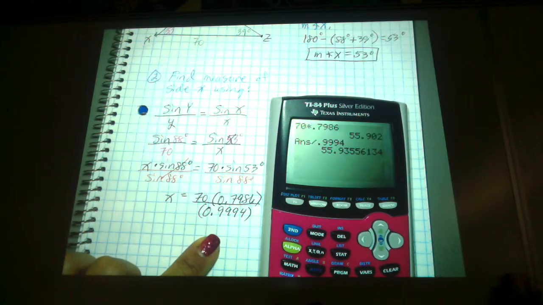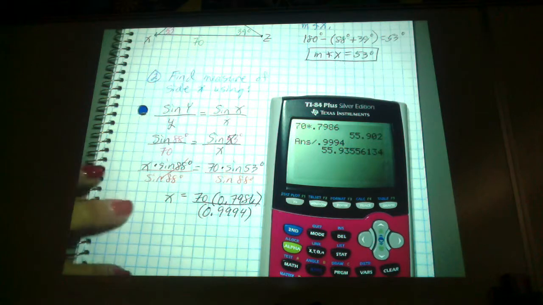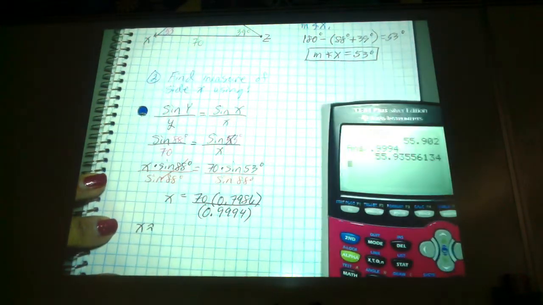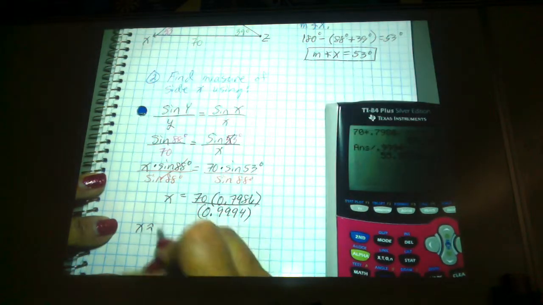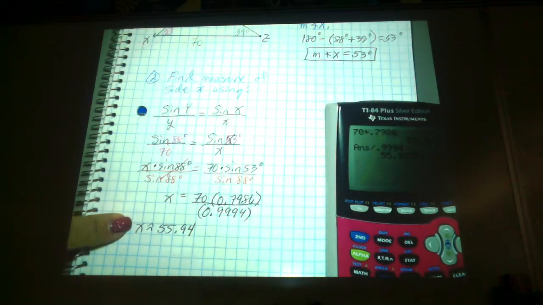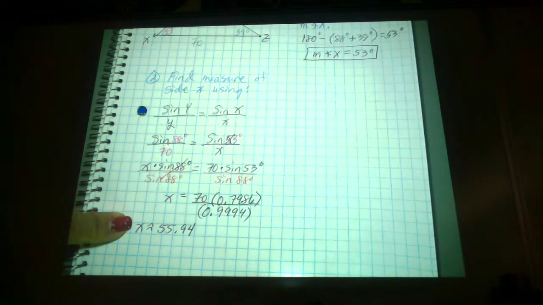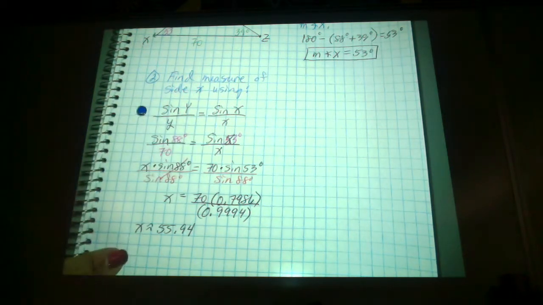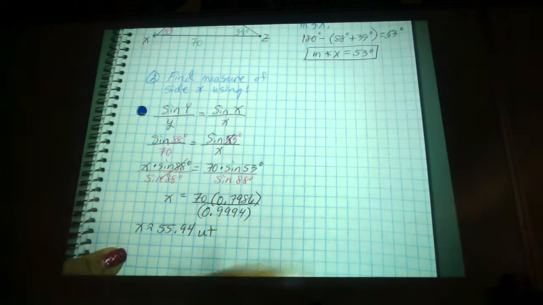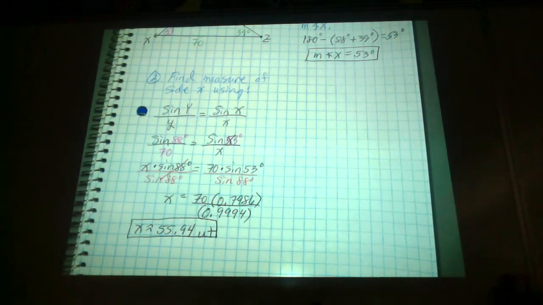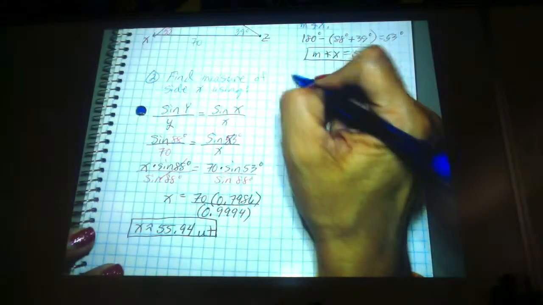If I were you, I would probably round to 1 or 2 decimal places, so I'm going to round to 2. So I've got X is approximately equal to 55.94. And I want to make sure that I know whether this is in degrees or units. They didn't give me any measurements like inches or feet, and since I know I'm finding a side length, this has to be in units. I don't know what the units are, but I'm going to put X for units. So there's 2 down, 1 to go. So step 3.